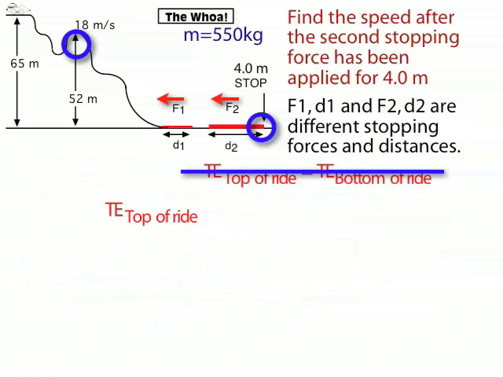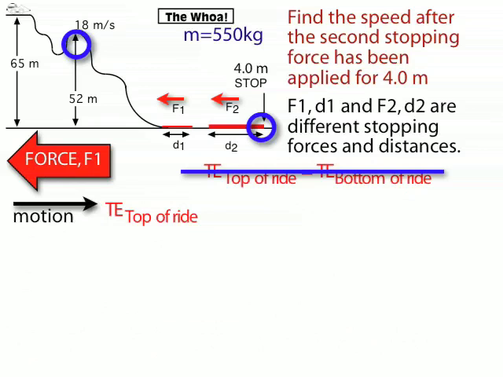Now I've got to look at these outside forces, F1 and F2. Well, F1 is going to the left and the motion is going to the right. So in this case, we would say work is being done on the vehicle. Whenever work is being done on the vehicle, the object, or in this case the car, then we subtract it from where the starting energy is located. So total energy at the top of the ride where it starts, minus the work of F1.